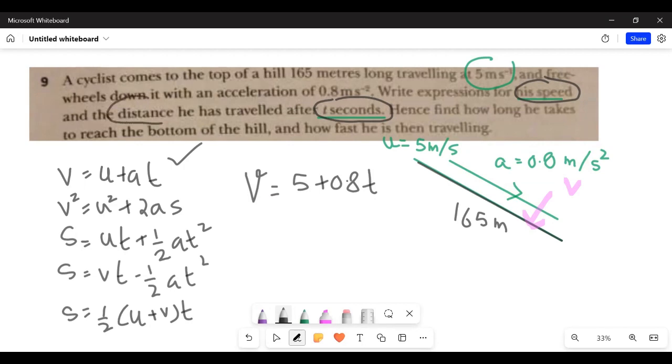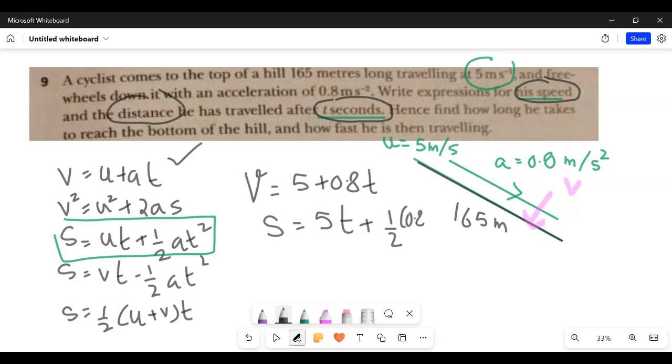And the distance as well, that he travels in t seconds. So now we need to find s given u and a, and t will stay t. So we're going to use this one, because it has u in it, 5, then it has t in it. You have to give your answer in terms of t, plus half times a, which we know, and t squared.